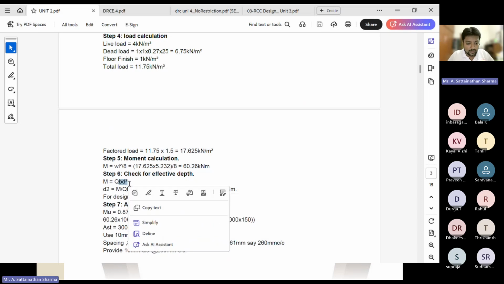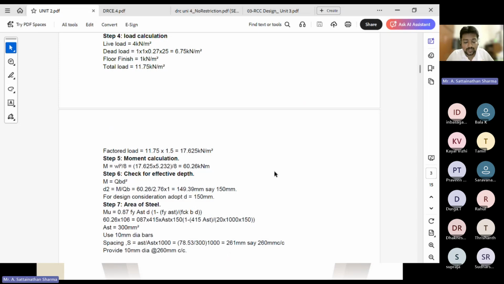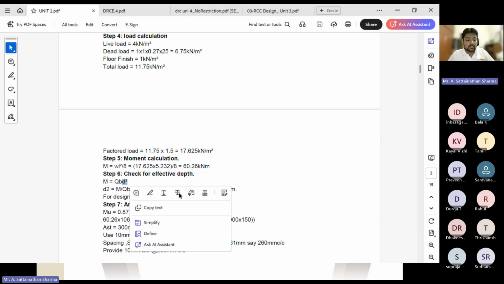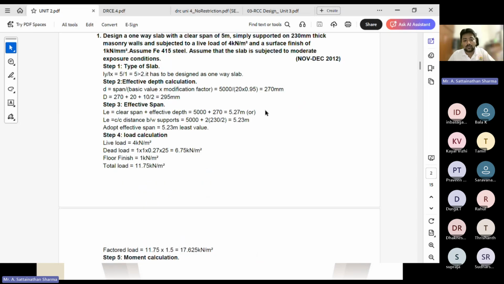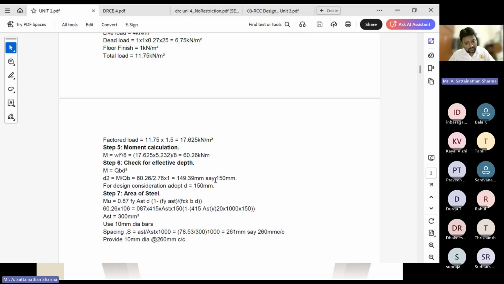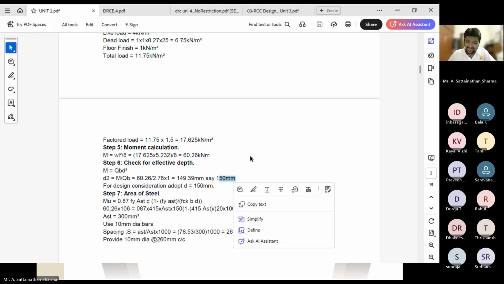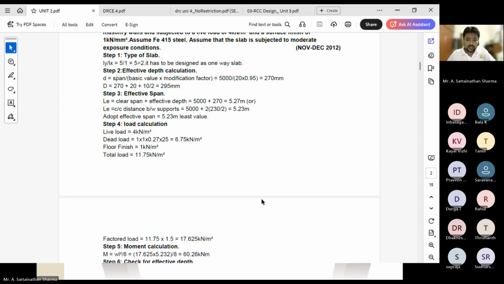Q B D square is nothing but 0.138 fck B D square. B D square remains as it is. Q is 0.138 fck. fck is the grade of concrete, M20. So here the only unknown is D square. If you take the root, you will get the value of D. You can cross check this value with what you have given. See here, it is 270. What I'm getting is 150. What is the difference? 120 mm difference, which is very, very high.